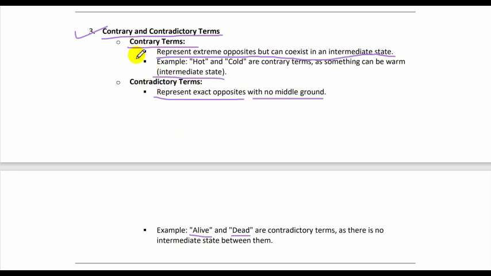So let's recap the contrary terms. They represent extreme opposites, but other intermediate states can coexist. Example, hot and cold are contrary terms, as something can be warm, an intermediate state. Contradictory terms represent exact opposites with no middle ground. Contradictory, exact opposite. Contrary means extreme opposites but with intermediate states possible.